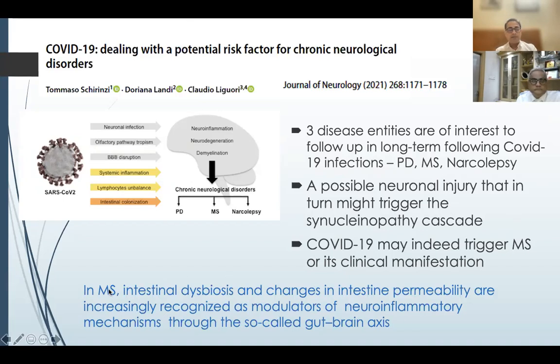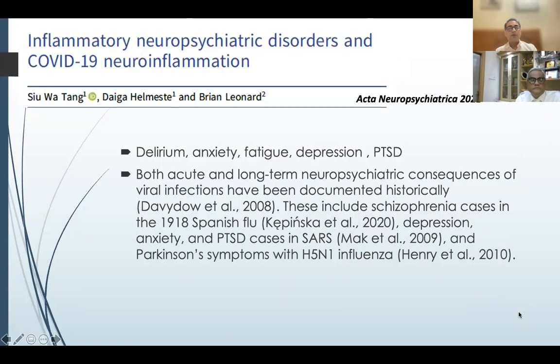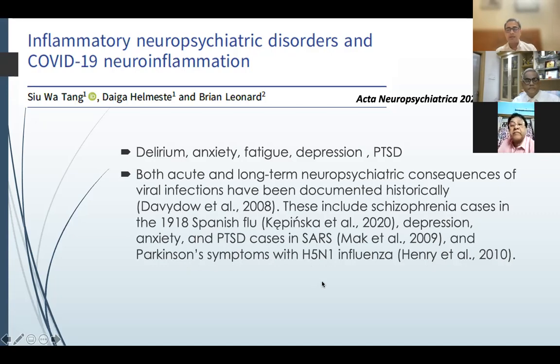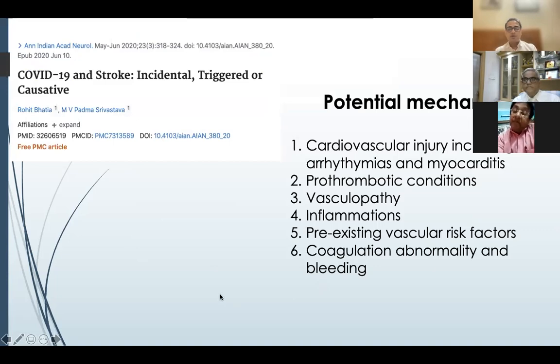And multiple sclerosis: intestinal dysbiosis and changes in intestinal permeability are increasingly recognized as modulators of neuroinflammatory mechanisms through the so-called gut-brain axis. A number of chronic neuropsychiatric disorders are also being increasingly recognized, and we have seen in other pandemics schizophrenia cases after the Spanish flu, depression, anxiety and PTSD after SARS-1, or Parkinsonism symptoms after the H5N1 pandemic. Stroke is also not an exception.